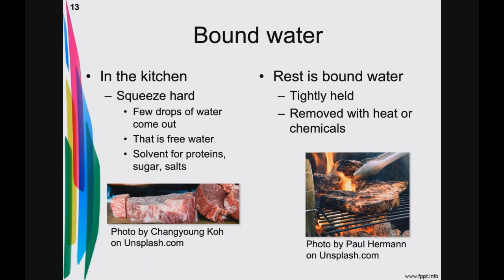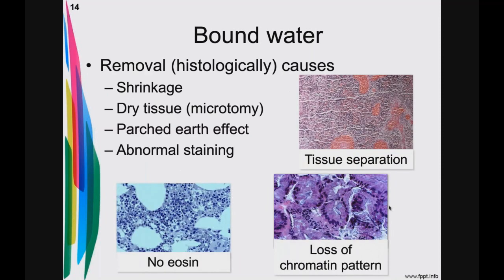Can we remove the bound water? Yes, we can. We can strip it off. One of the easiest ways to strip off bound water is to heat it, and that's what we do when we grill and take care of our steaks. And you can notice this: since the bound water is acting like insulation, when you remove it, everything else is able to cross-link and things start shrinking and drying out. That's what happens with either applying heat or, in our case, applying chemicals. We can dry out the tissue by putting it into alcohol or into xylene.